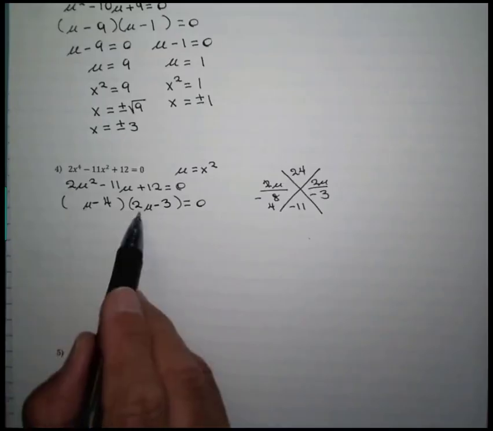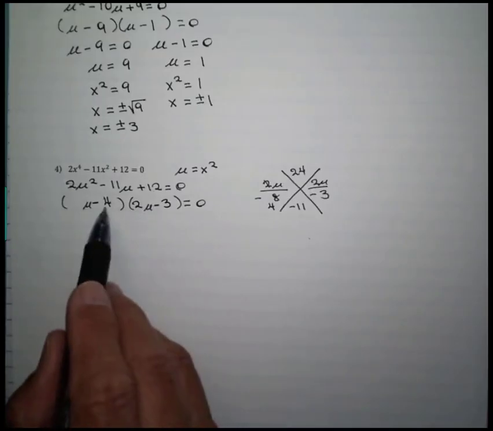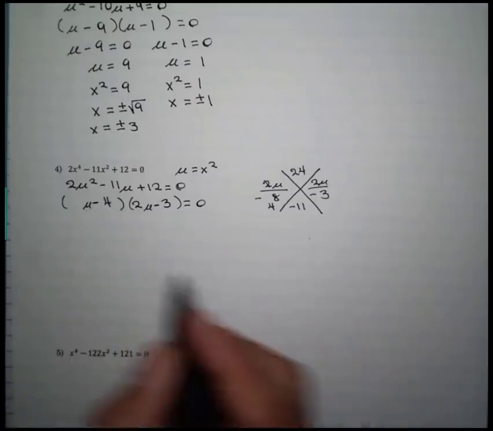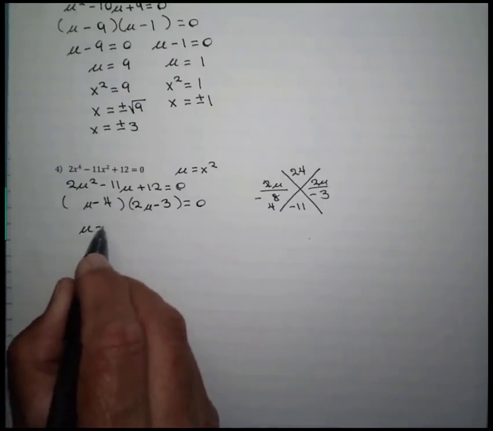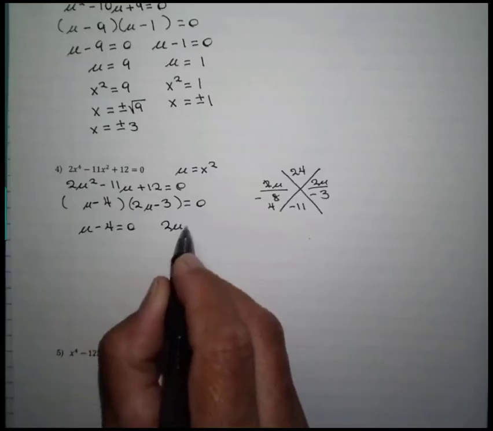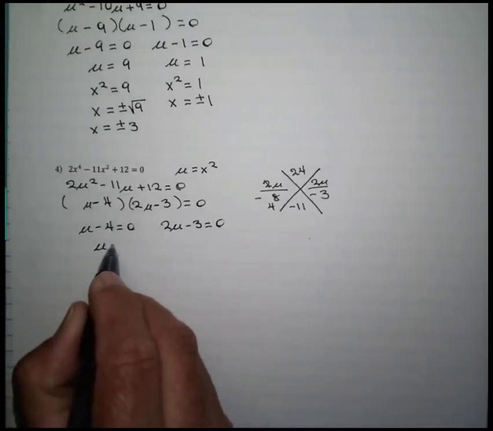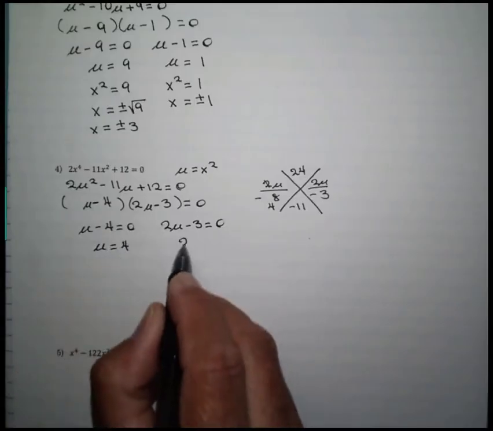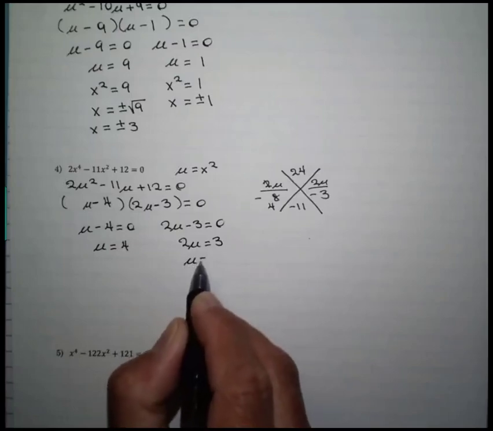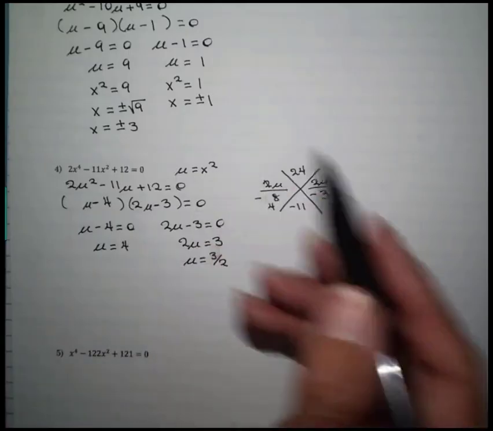Okay, u times 2u is 2u squared. Negative 4 times negative 3, positive 12. There's a negative 8u, a negative 3u, combines to give me a negative 11u. So I say u minus 4 equals 0, and I say 2u minus 3 equals 0. For the first one, u is going to equal 4. For the second one, they're going to make us work a little harder, and u is going to equal 3/2.